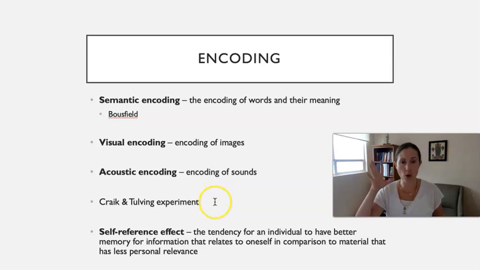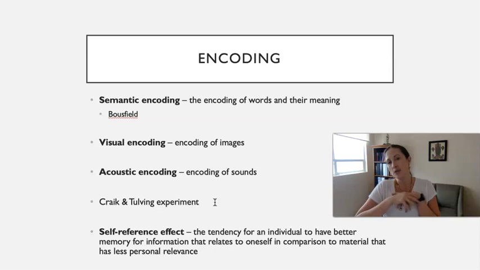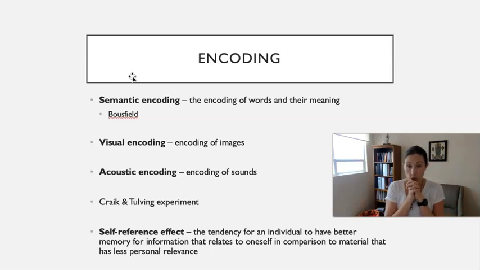So a little bit more on encoding. There are a few different types of encoding. You can have semantic, visual, or acoustic encoding. I'm going to actually start backwards and work up. If you encode acoustically, you are encoding for sounds. Words are going to fall into this. So we encode the sounds that words make to try to get it into our memory.